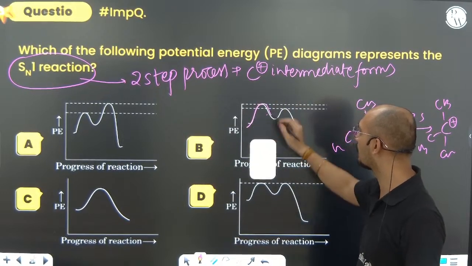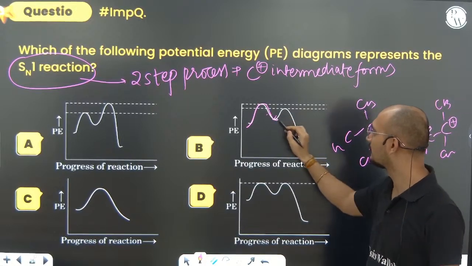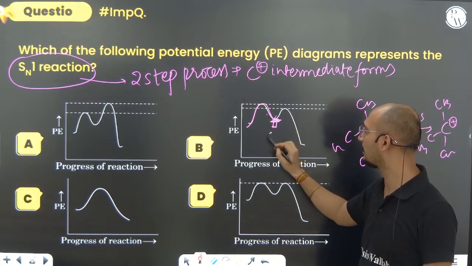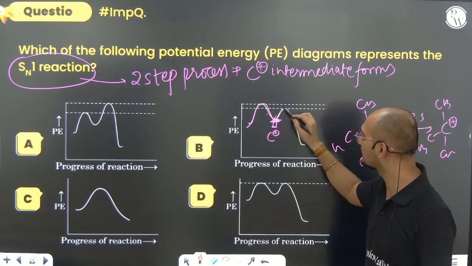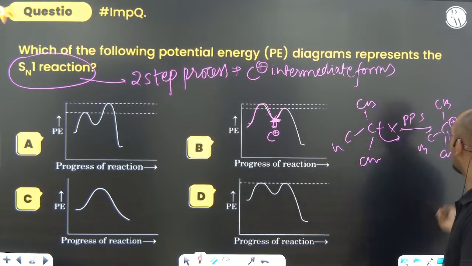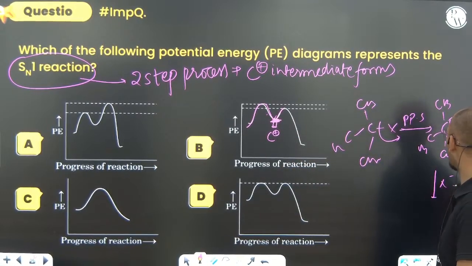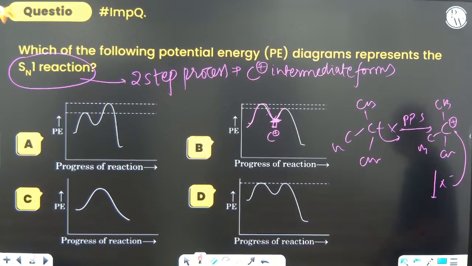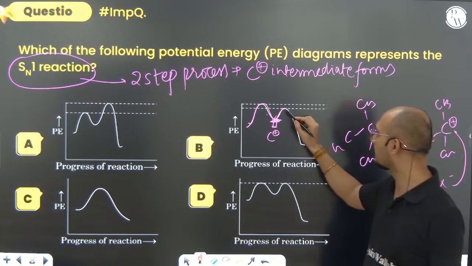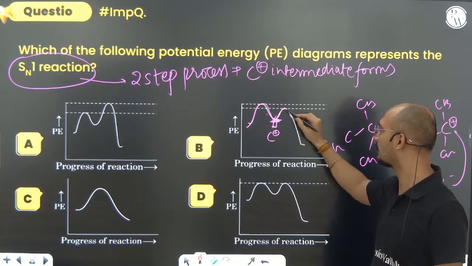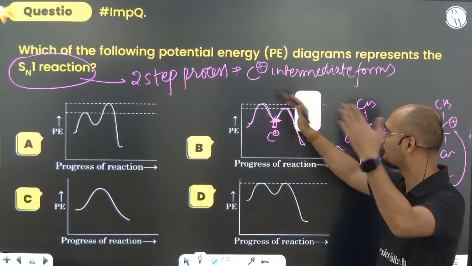It is of higher energy. And after that, what will happen? There will be a part where there is an intermediate formation. The intermediate is nothing but the carbocation. After that, what will happen? Then there will be attack of X minus. X minus can attack from any side, right? So once X minus attacks, it will be a second reaction, but it will not have as much energy as the first reaction.